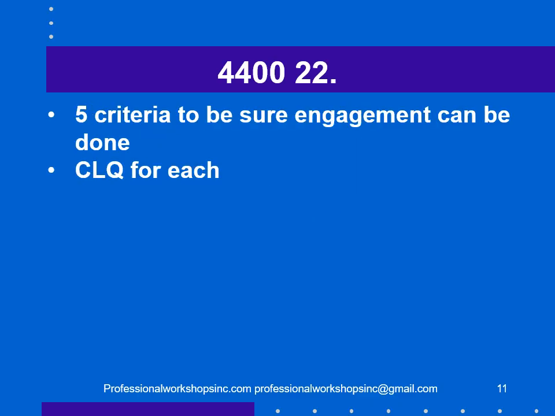22, 5 criteria to make sure the engagement can be done. Very important. Checklist question for each. Make sure you think about each of those very carefully. And maybe we can't do the engagement.